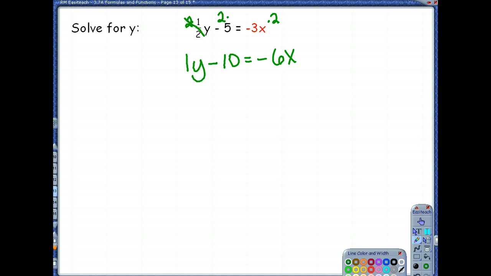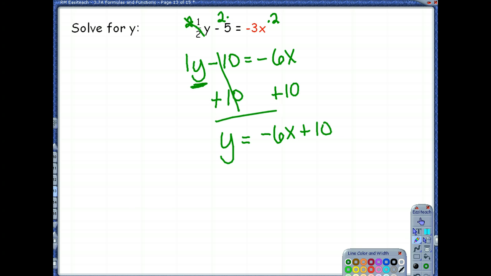Now, we've gotten rid of the fraction. Our goal is to get this y by itself. So I know I need to remove this negative 10 from the side. So I'm going to go ahead and add a 10 to both sides of my equation. The negative 10 and positive 10 are going to cancel. So I'm left with 1y, or you could even just say y. And it's equal to, we had a negative 6x plus 10. Notice that the y is already by itself, so that's as much as we needed to do.